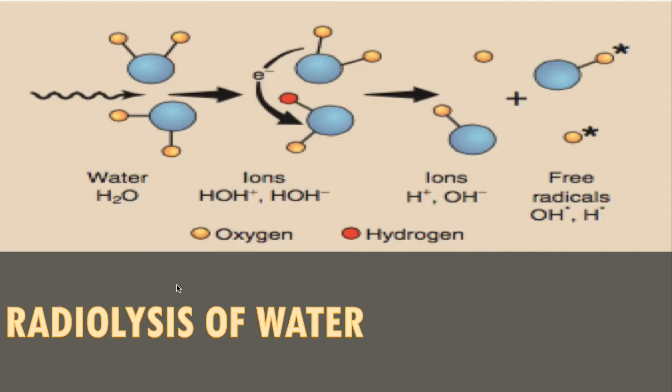So now we're done with the first part, which is the irradiation of macromolecules. Now let's proceed to the second part of our lesson, which is the radiolysis of water. So as we all know, water is the most abundant molecule in our body, which comprises 80%, in which it is the principal radiation interaction that can happen in our body.